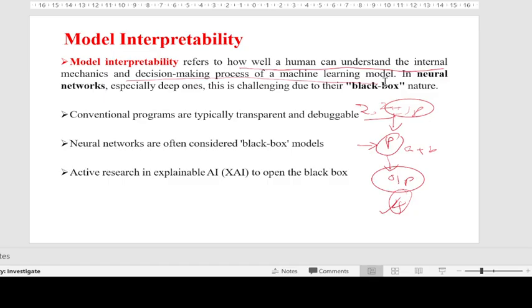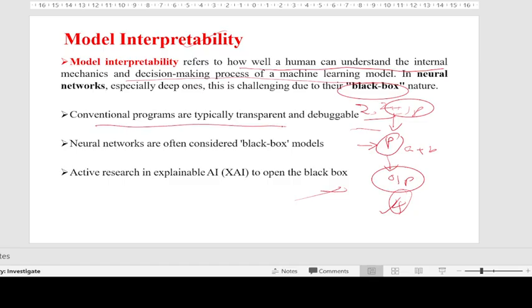Whereas neural networks are black box models. It means you know the input and you are able to see the output, but how it takes the decision you don't know. That's why we call it a black box model. You are not able to know how the decision is taken by the neural network, or why its output changed like that. So this is called model interpretability.